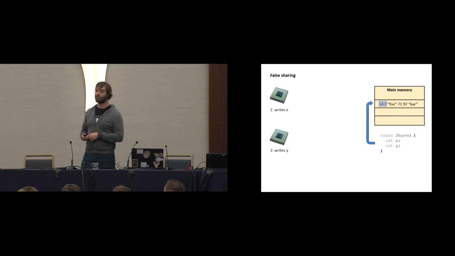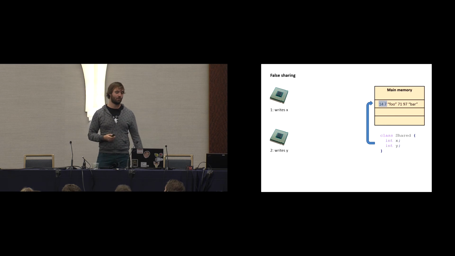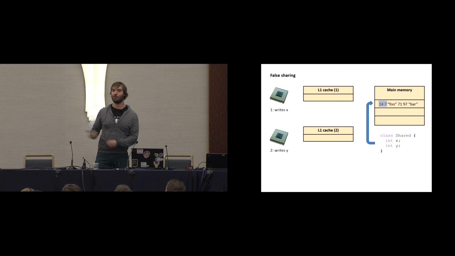So if we have two processors, and one writes only to x and one only writes to y, then both processors will write to the same cache line, because they will both get this one cache line that contains both values.